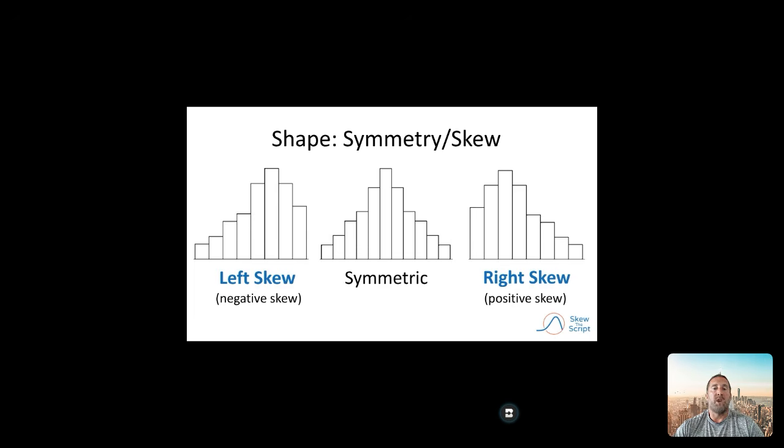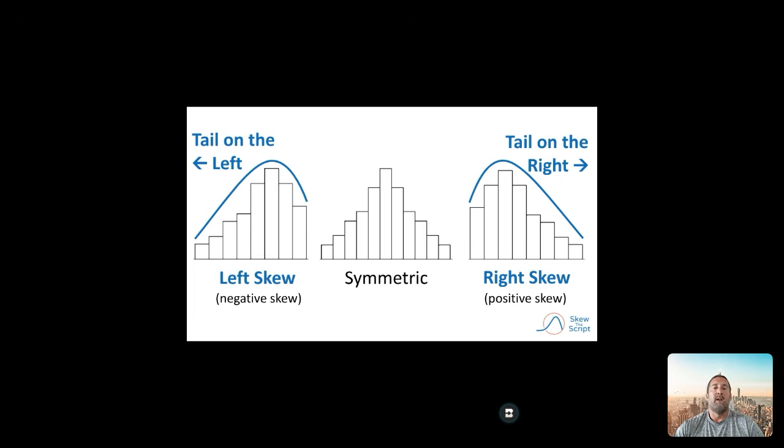Another important aspect of shape is described as symmetry or skew. If a distribution has a tail on the left, it's called left skew or negative skew. A tail on the right indicates a right skew. And a distribution in which each side is roughly the mirror image of the other is considered roughly symmetric.